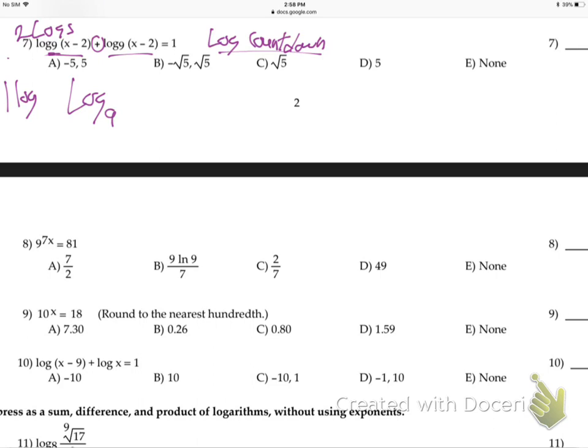Well, unless you lose the whole log. Well, even then, the base stays the base. So we just never mess with the base, do we? So that base just stays put, and it becomes x minus 2 times the other x minus 2.